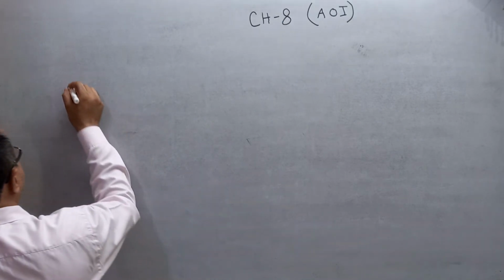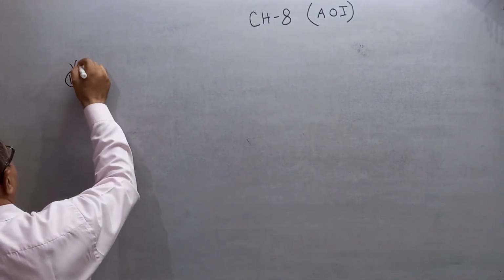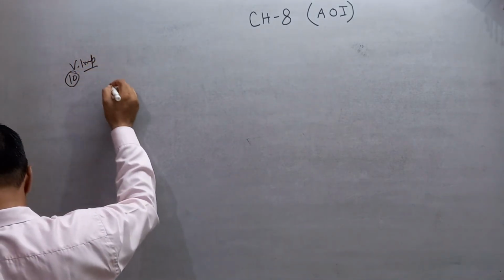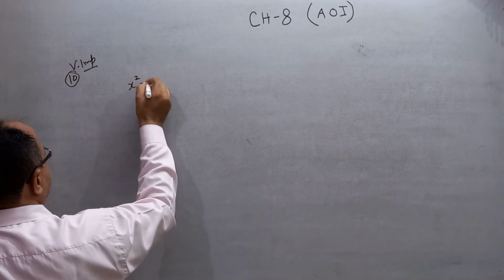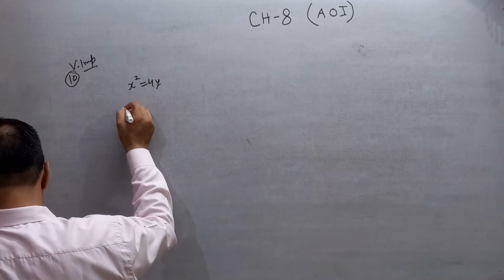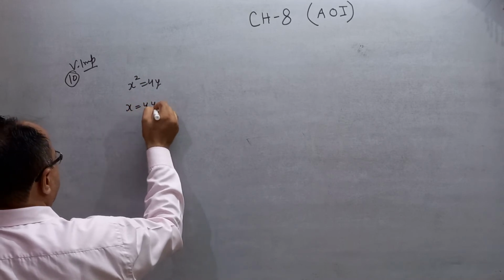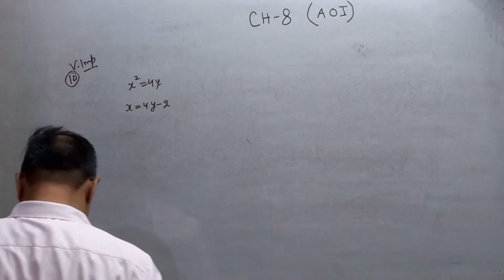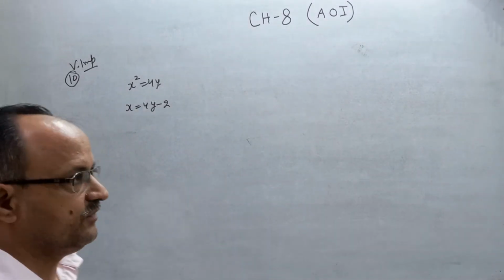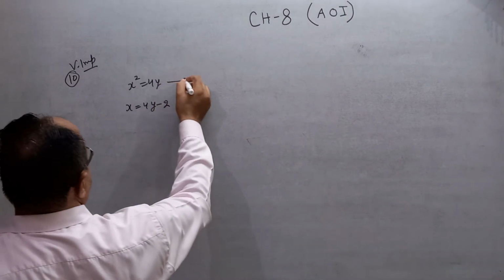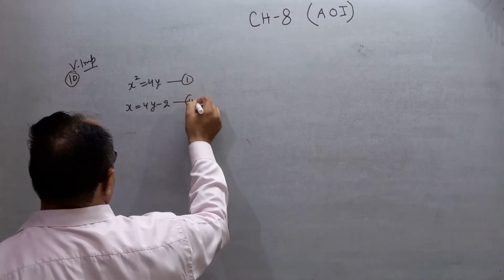Next question number 10, very important question. Find the area of the region bounded by x is equal to 4y and x is equal to 4y minus 2. Clear? Find the area between the parabola and the line. Very important question. This is the first equation, this is the second.